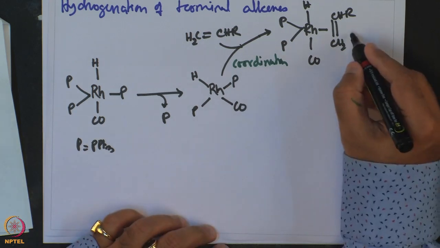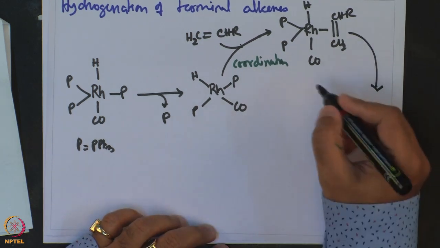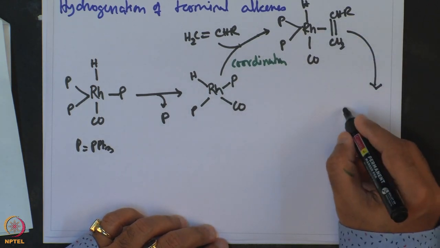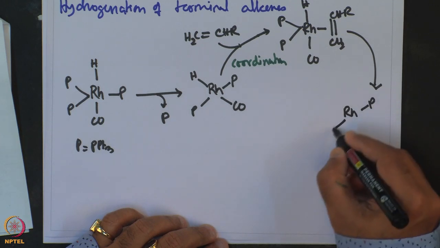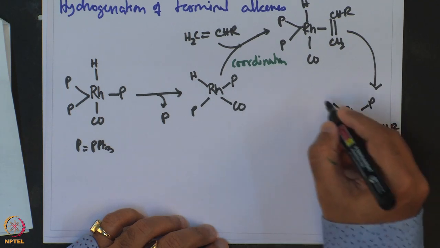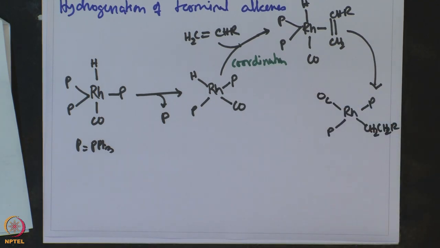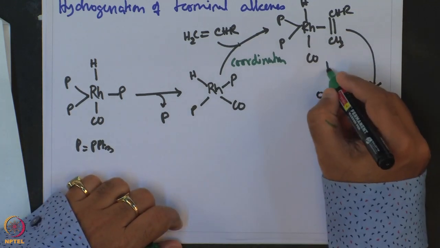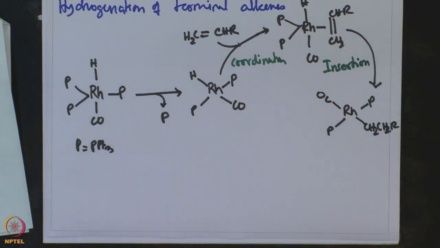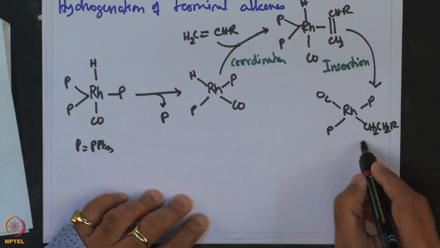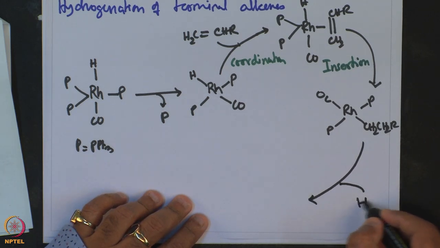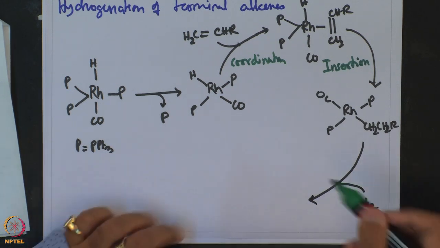followed by this insertion of the coordinated olefin to the rhodium hydride bond, giving rhodium P, CH2 CH2R and CO. So, this step is the insertion step, followed by hydrogen addition, which is an oxidative addition.